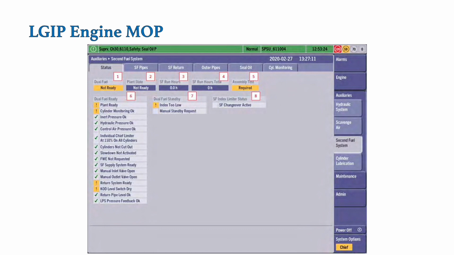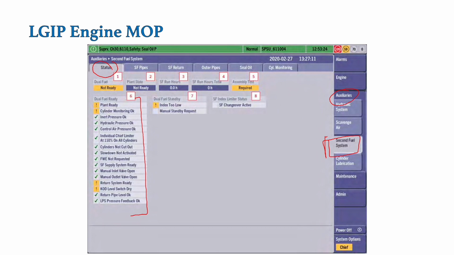Then for monitoring the changeover process, and for detecting any kind of fault in the secondary fuel system, we have a separate tab for the secondary fuel oil system over here under auxiliaries. In this tab, we can monitor the whole changeover process, like what is going on during the changeover process. For that, we have the status tab over here. In the status, we can see what all conditions are met, and where we need to carry out some work for meeting the criteria for changing over the main engine to secondary fuel.